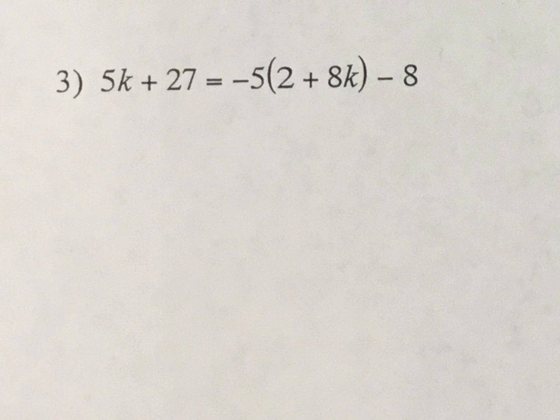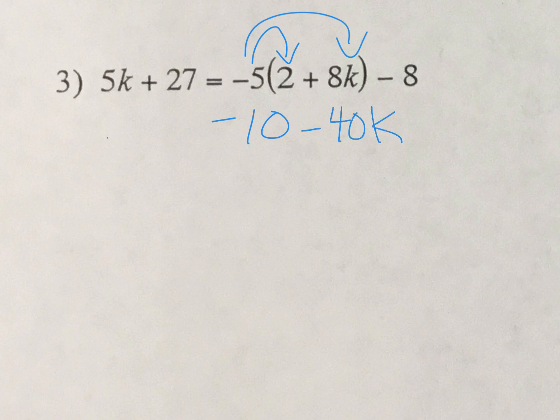I'm going to take that -5, and I'm going to do -5 times 2, which gets me negative 10, and then negative 5 times 8k, which is negative 40k. And I'm going to bring down the minus 8 because that's just kind of chilling out here, not doing anything right now.